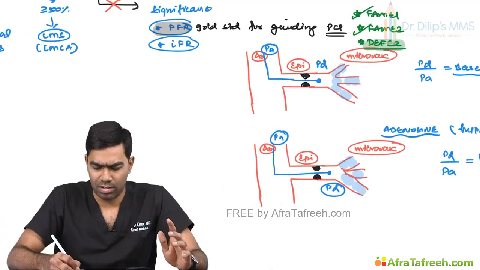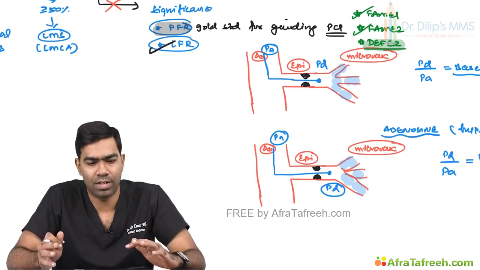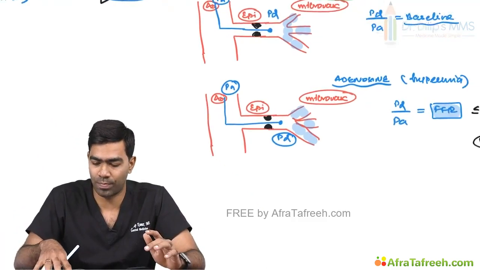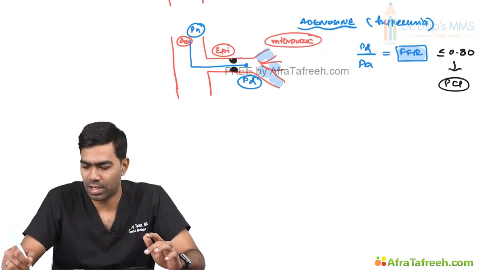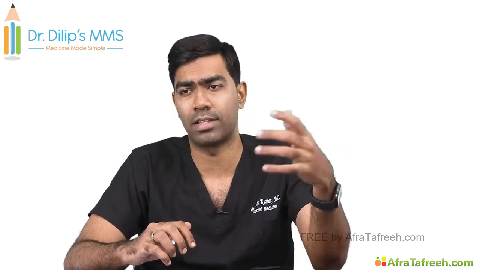And we have another index that is called instantaneous wave-free ratio. Is there any reason to have another index? Yes, of course, because we know FFR is actually measured after giving adenosine. Once you produce hyperemic circulation, then only you can find out the FFR. But adenosine cannot be used in certain situations and certain settings. For example, adenosine has a lot of side effects, like bronchoconstriction being the most important side effect. It cannot be used in the setting of severe bronchial asthma or COPD, where it can even produce severe bronchospasm, respiratory failure, and sudden death.